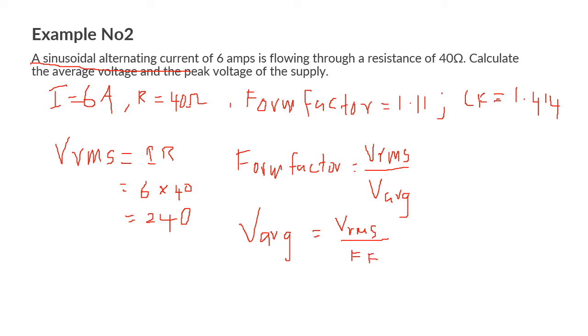So VRMS is 240 voltage and form factor is also constant, which is 1.11. So that will be equal to, if we solve this, we will get the value 216.2 voltage.